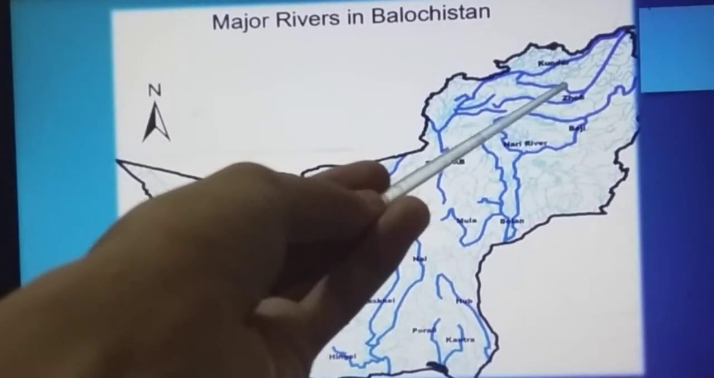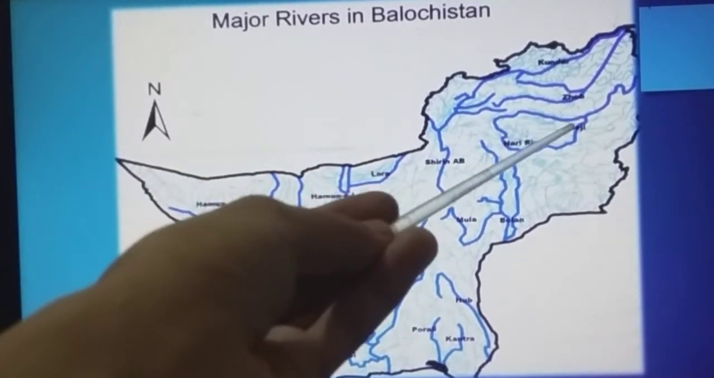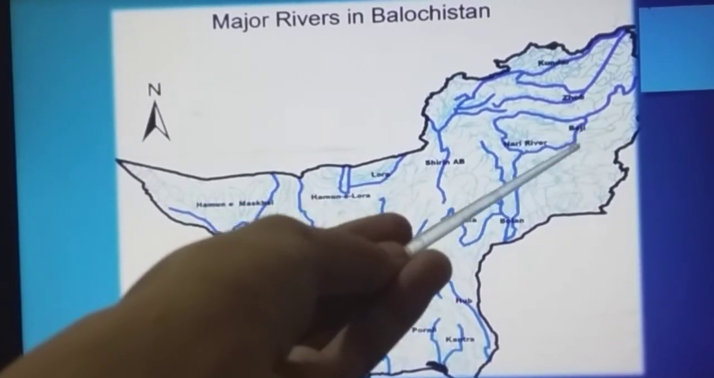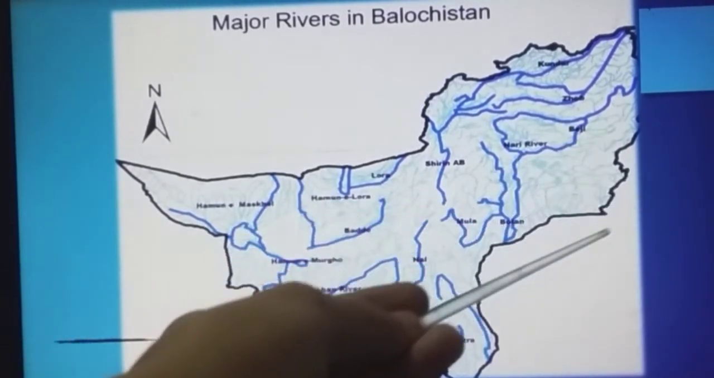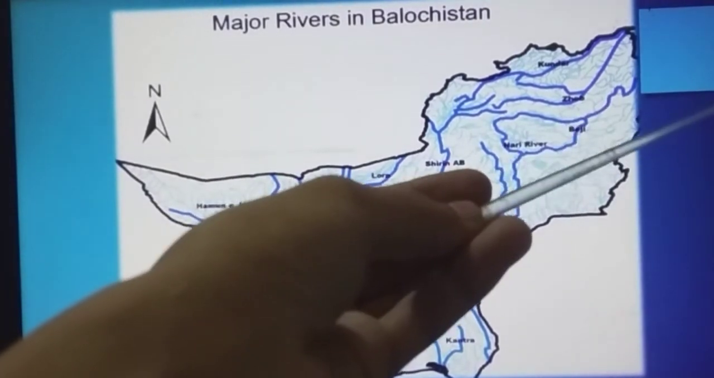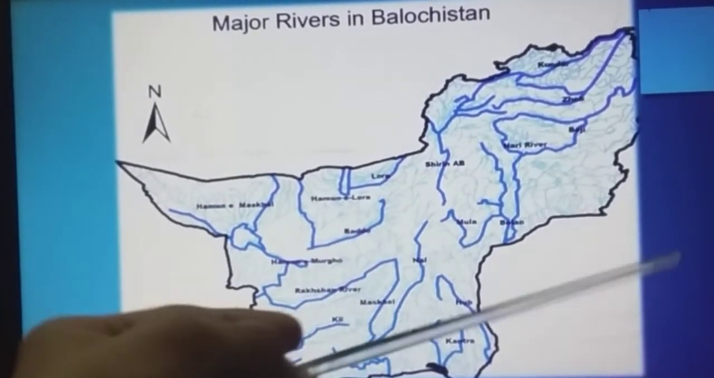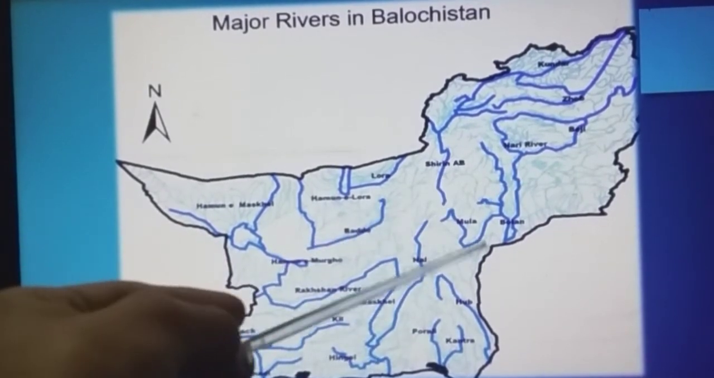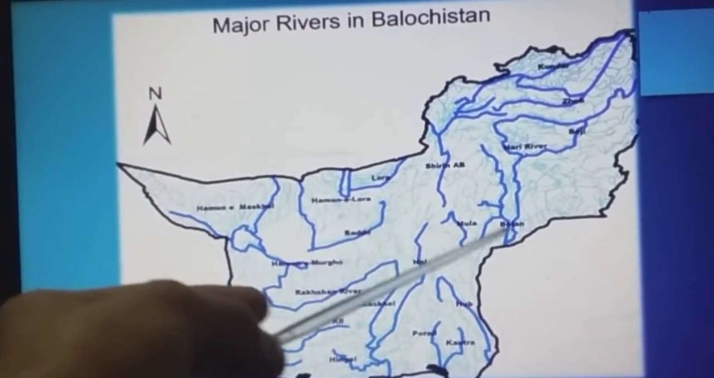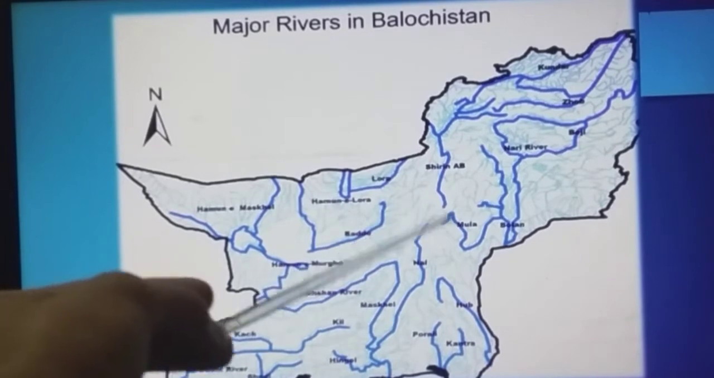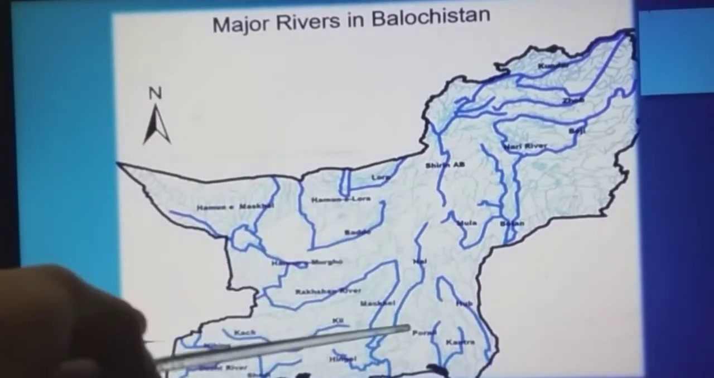In the first point, we discussed that Kandar, Zhob, and these rivers flow eastwards and they join the River Indus. Because if they are flowing eastwards, which river would they be joining? Definitely the River Indus. So they join the River Indus, and then we talked about Bolan and Mula also. So Bolan and Mula are draining into this area which is called the Kachi Sibi Plain.